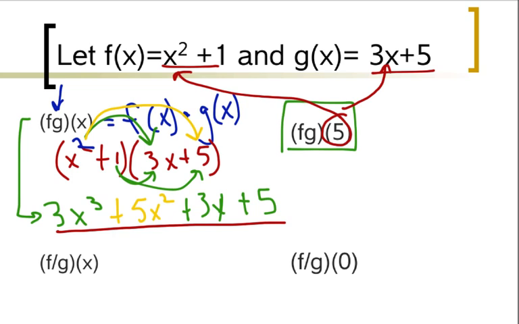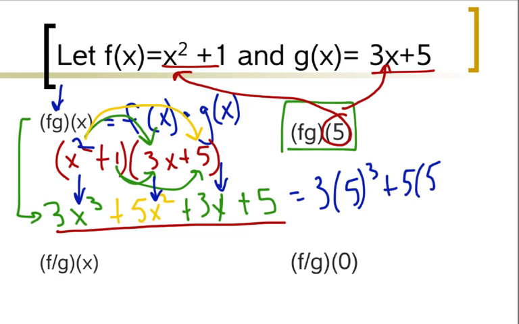So I should go ahead and take my 5 and I'll plug it into each one of these x's here. And so I should get 3 times 5 to the third plus 5 times 5 to the second plus 3 times 5 plus 5. Okay, so now we just work that out on a calculator, and we should end up with 520.